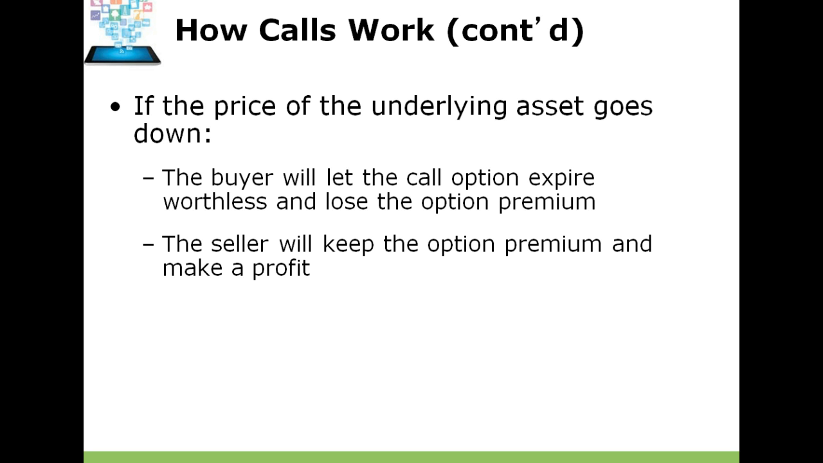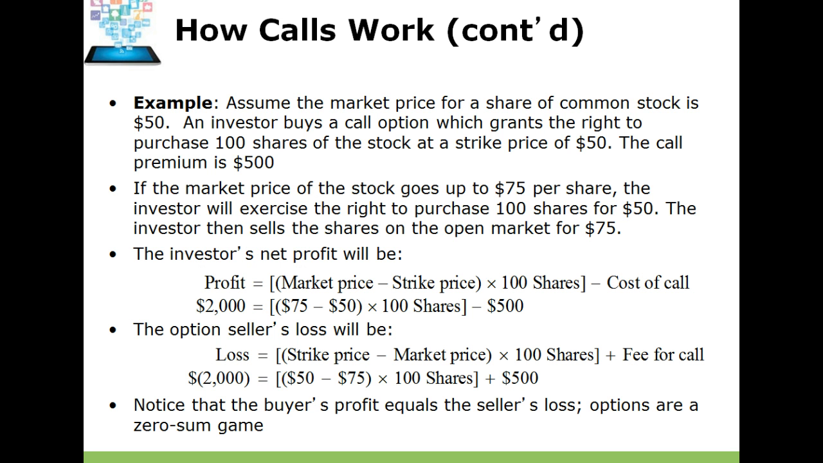Okay, so if the price of the underlying call option asset goes down, the buyer will let the option expire because it's worthless. You wouldn't exercise an option that's out of the money. And the seller would keep the premium, he'll make a profit, and if he had the stock already, he still keeps it and could write another option later for it.